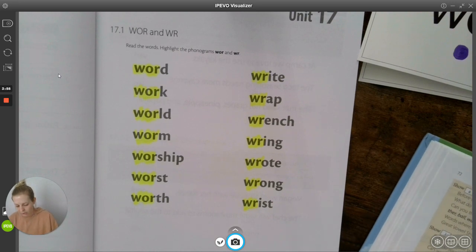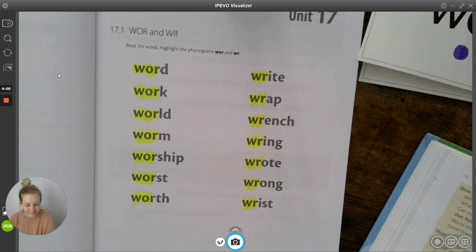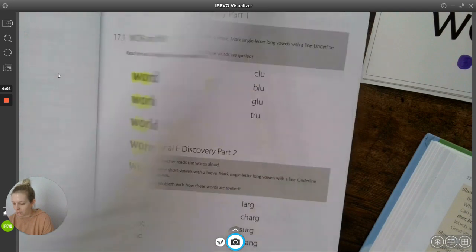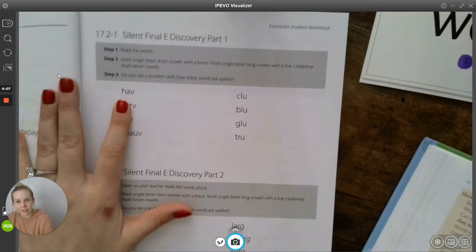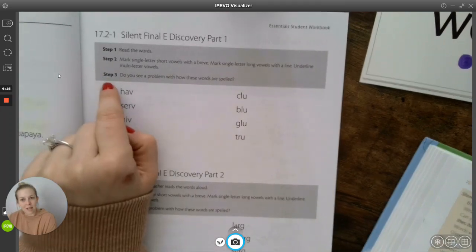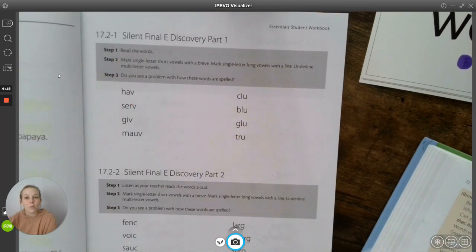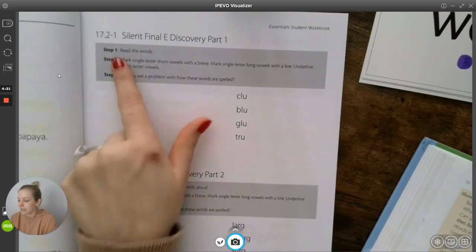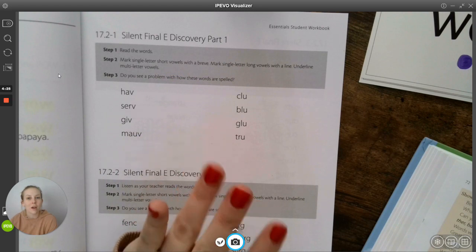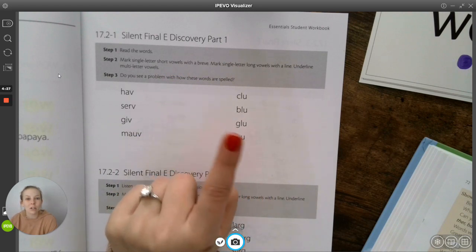Now, we're going to learn two additional reasons for silent final E. You will discover each of these reasons. Turn the page to page 37. Silent final E discovery. Makes us sound like scientists. I like it. So, few steps that we have to do. Step 1, read the words. Step 2, mark the single letter short vowels with a breve. Mark single letter long vowels with a line.